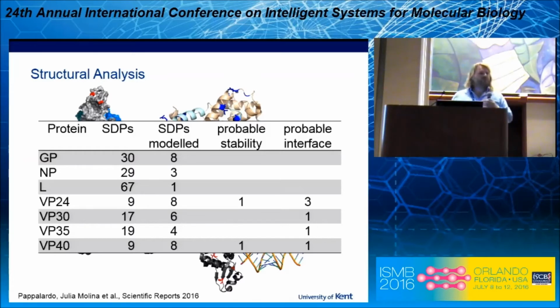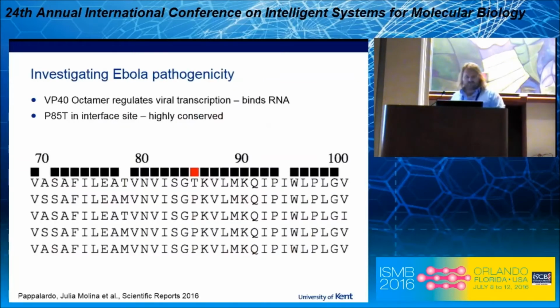We split them into those that were likely to affect stability. For example, they might remove a hydrogen bond, and those that are present in protein-protein interfaces. In VP24, we see that there are 3 that are present in a protein-protein interface, 1 that's likely to affect stability. VP30 and VP35 each have an STP that's present in an interface, and then for VP40, there's an STP that has an effect upon stability, and 1 that has an effect as an interface. So I don't have time to go through all of these in detail, so I'm just going to show you those that I think are most interesting.